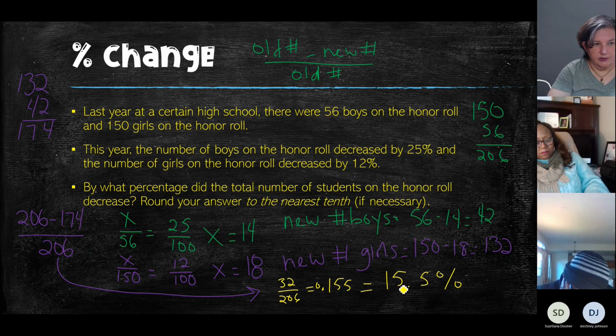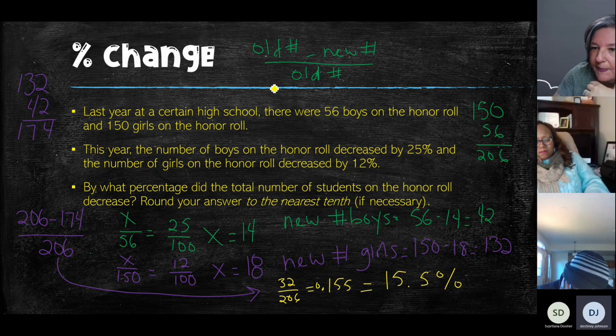This was a terrible example. And it's a terrible example because there was a whole lot of stuff in there besides just the percent change. Once again, you will get plenty of practice and helpful videos on Delta Math, but old number minus new number divided by old number is how you get percent change.